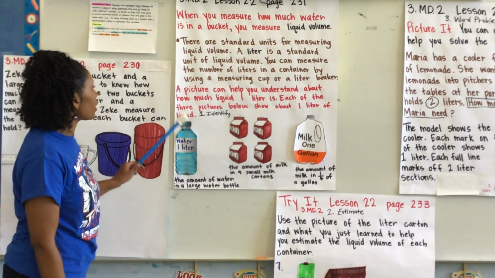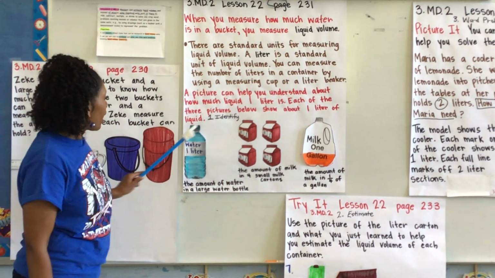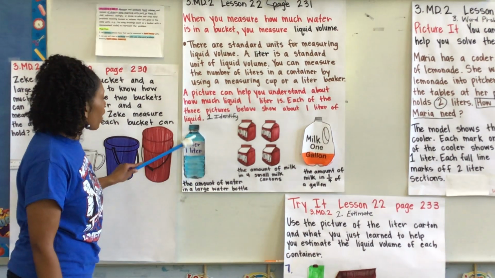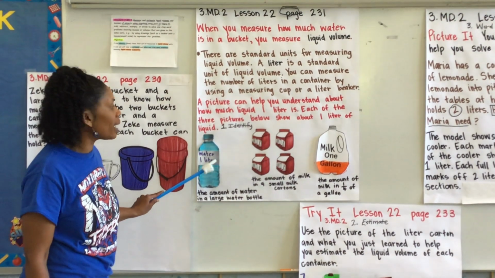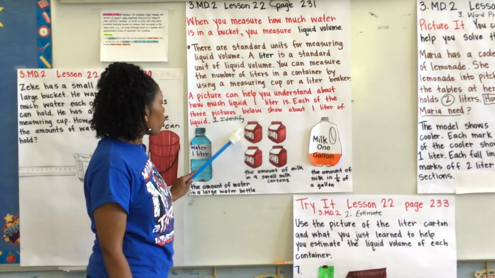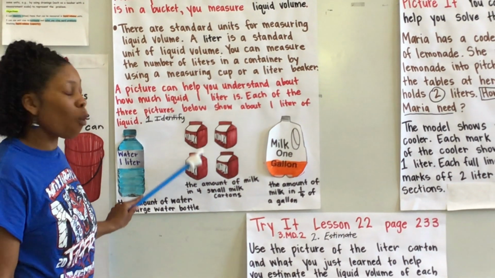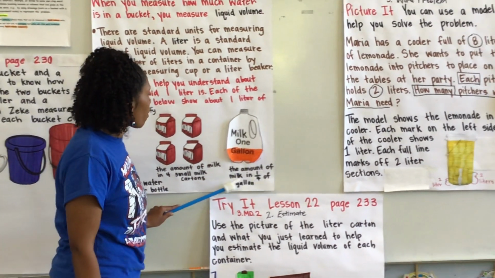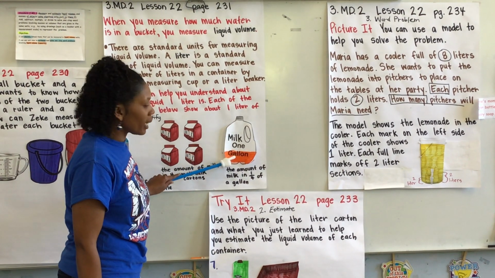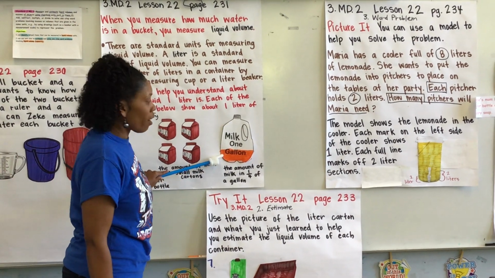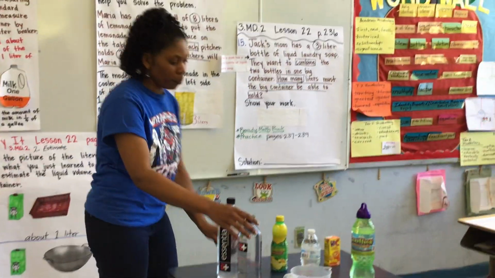Pictures can also help us figure out and understand how much liquid 1 liter is. So here is an example of a water bottle. The amount of water in a large water bottle would be about 1 liter. The amount of milk in 4 small cartons would also be about 1 liter. And then the amount of milk in 1/4 of a gallon would be about 1 liter. So we have marked that off for you. Okay? I also have some examples over here that you can also use.